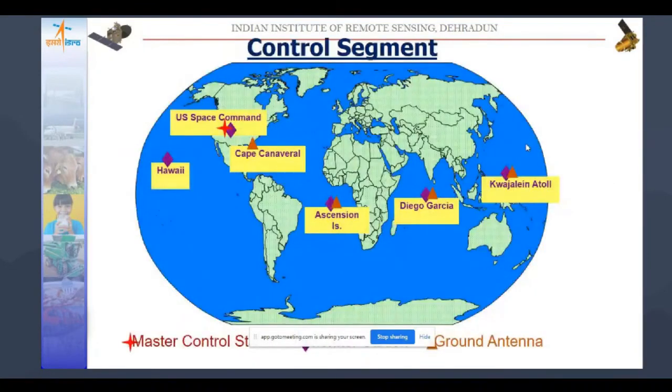So we can see here, this is basically the master control center. These are the control centers, and ground antennas are there, triangle points, and these are the monitoring stations. Like that, these are spread in different locations throughout the world, from where data is coming to the master control station, and from there they are assessing it and then sending it through ground-based antennas to the satellite.